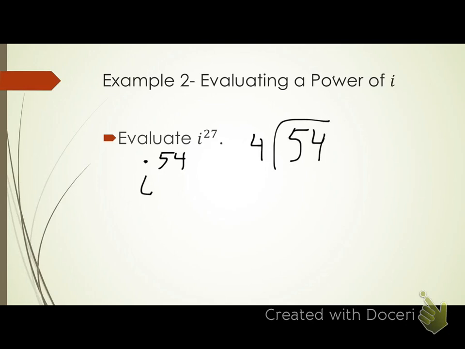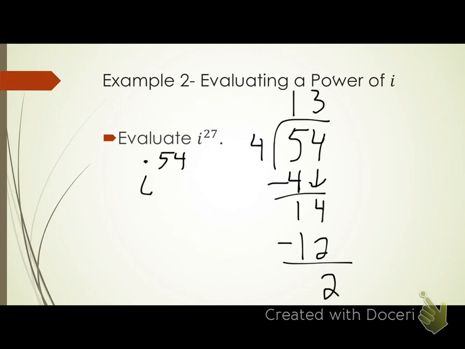13 times? Well, it can go into 5, can it? How many times? It goes into 5 once, right? We forgot to do that. It's 4 times 1, 4, right? 5 minus 4? 1. Bring down your 4. How many times does 4 go into 14? You told me earlier, 3. 4 times 3 is 12. 14 minus 12? 2. So 4 goes into 54 13 times.